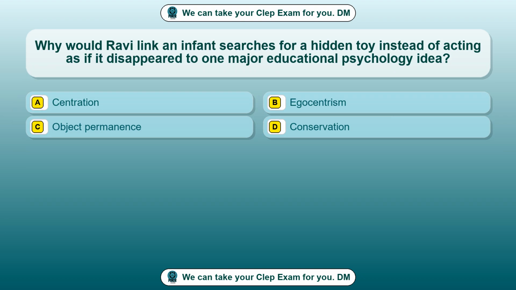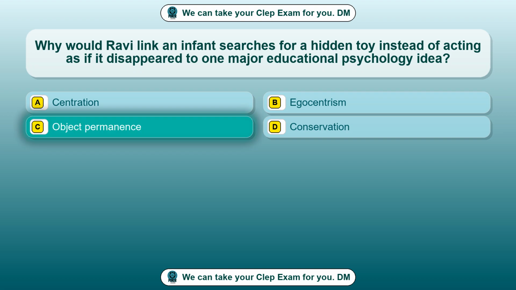Question 18. Why would Ravi link an infant searching for a hidden toy instead of acting as if it disappeared to one major educational psychology idea? Option A, centration. Option B, egocentrism. Option C, object permanence. Option D, conservation. The correct answer is option C, object permanence.